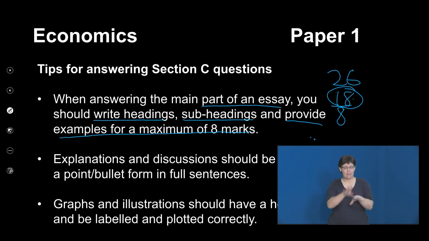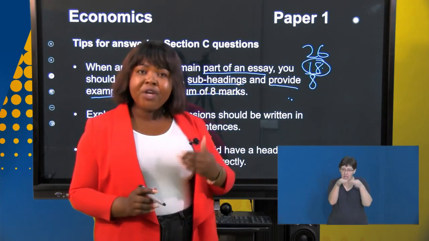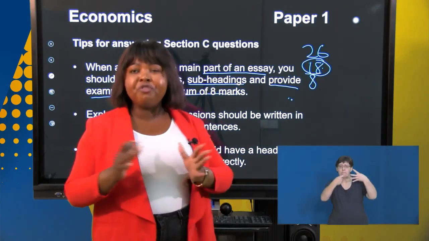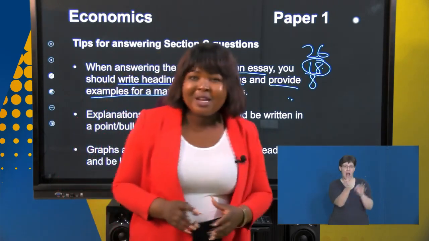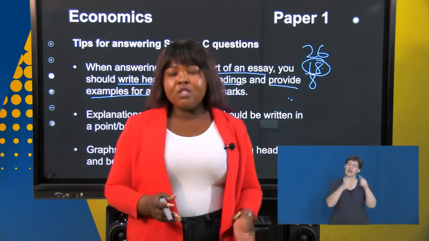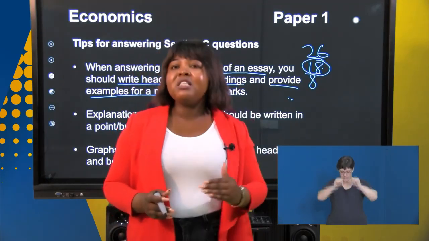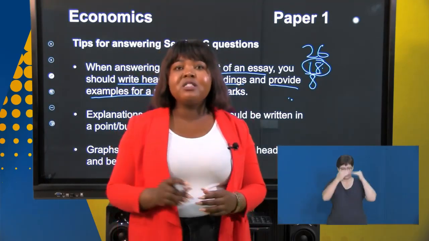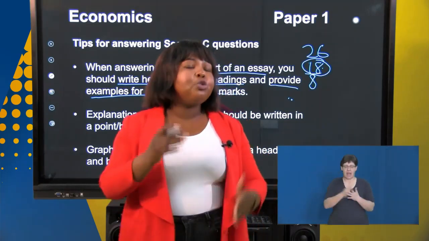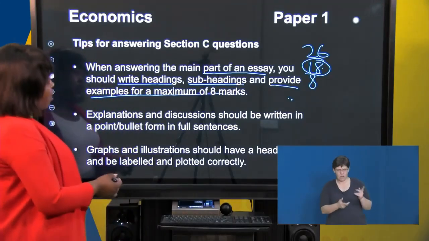Right? Explanations and discussions should be written in point or bullet form in full sentences. I've already said this to you guys. You need to make sure that your explanations are in point form, but the point form should be in full sentences. It sounds contradictory, but what I'm saying is do not write your essays like you write essays in your languages. Right? If you write a point and where you end, put a full stop there, go to the next line, and begin another discussion. This makes it easy for the markers to identify your points so that you do not lose any marks because they are not able to find your explanations.